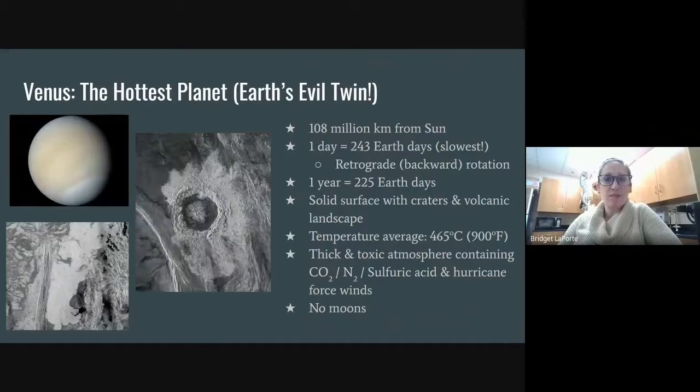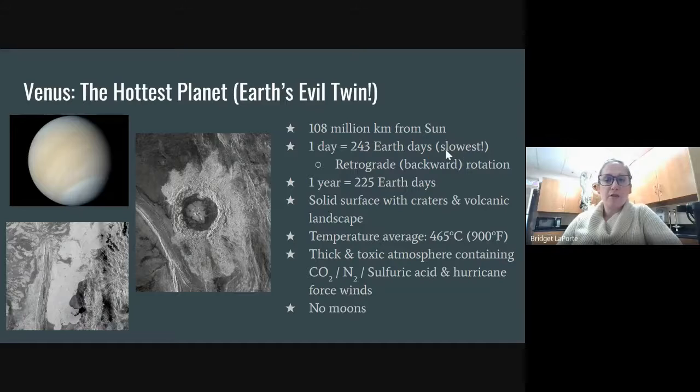All right, and as we know, temperature is often related to atmosphere. So while Mercury doesn't have a very good atmosphere, it's very thin, Venus, on the other hand, has a super thick atmosphere. So we're going to see a significant difference in temperature here. So Venus is the second planet from the sun. It has a couple of cool, interesting features.